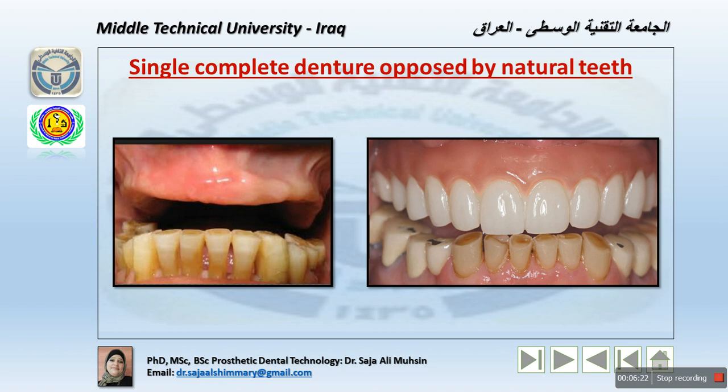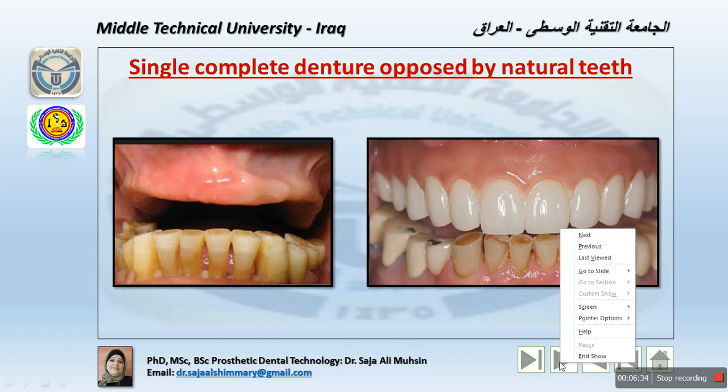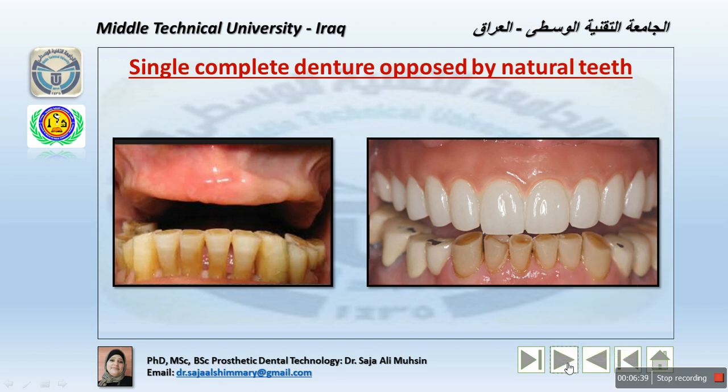Now, complicating factors for the single mandibular complete denture opposing natural probably teeth, we have, for example, let me do that properly.